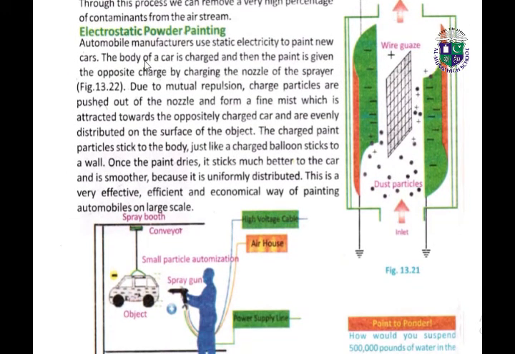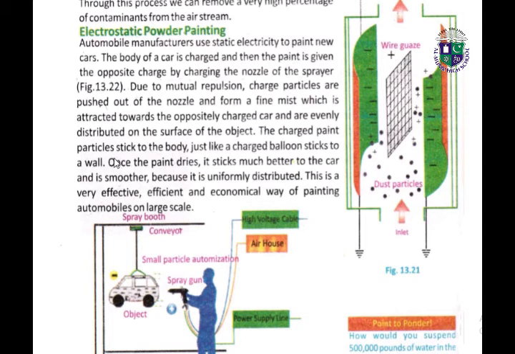Also we have electrostatic powder painting. Automobile manufacturers use static electricity to paint new cars. The body of a car is charged and then the paint is given the opposite charge by charging the nozzle of the sprayer, as given in this picture below. Due to mutual repulsion, charged particles are pushed out of the nozzle and form a fine mist, which is attracted towards the oppositely charged car and is evenly distributed on the surface of the object.